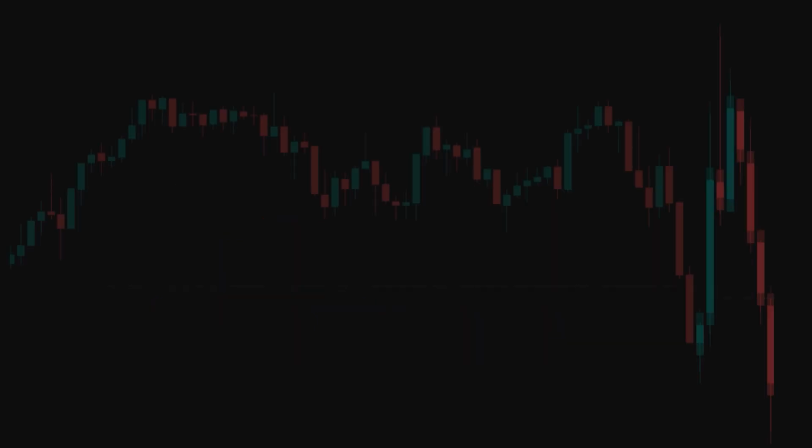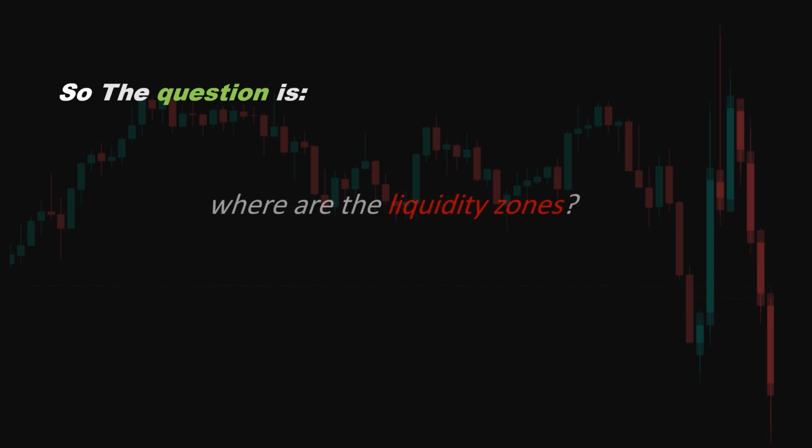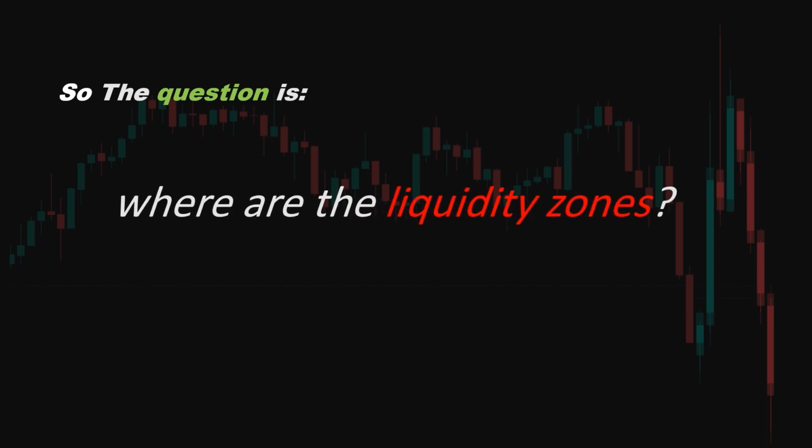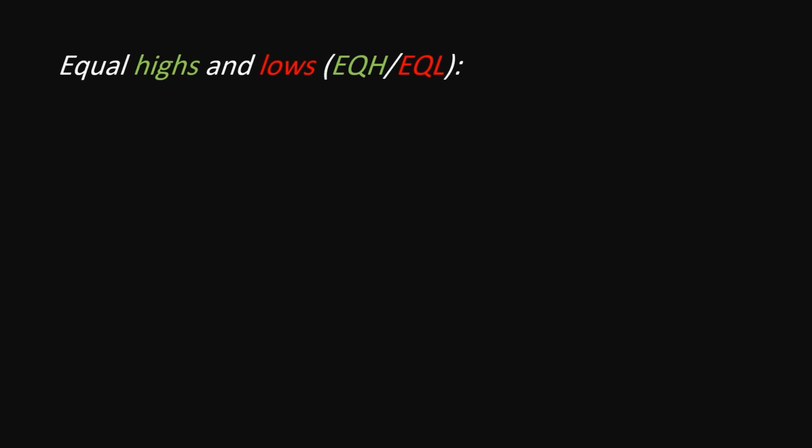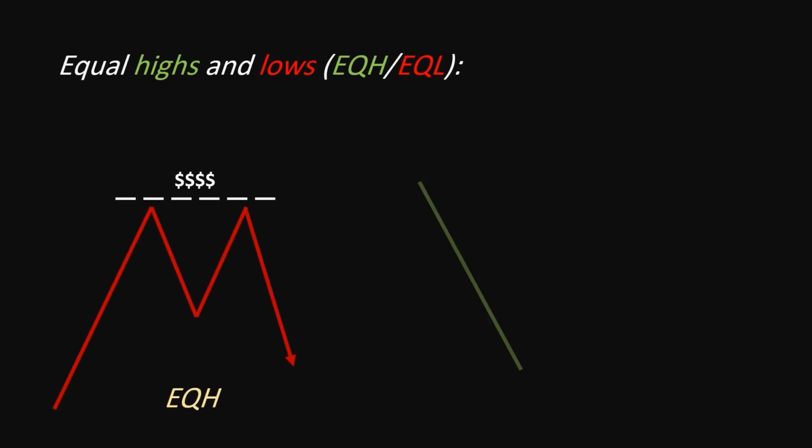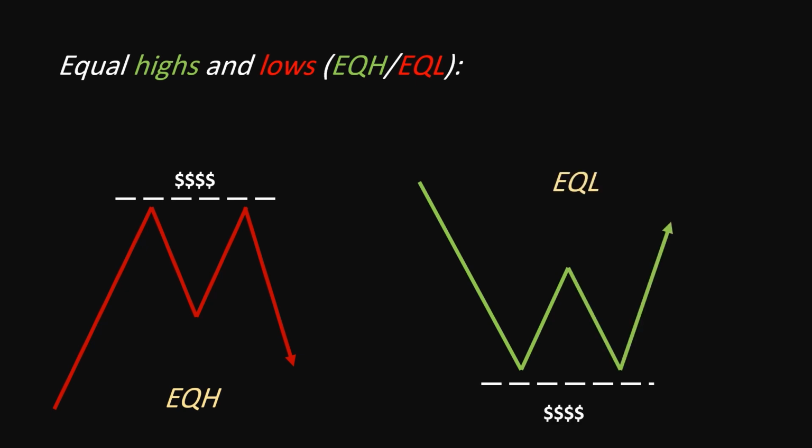So, the question is, where are the liquidity zones? Let's discuss the main types of liquidity you should identify on your charts. Number 1 is equal highs and equal lows. Okay, what are equal highs and lows? Equal highs and lows occur when the price reaches similar low points, equal lows, or similar high points, equal highs, on a chart. Equal highs and equal lows are often identified as double tops and double bottoms in classic technical analysis.